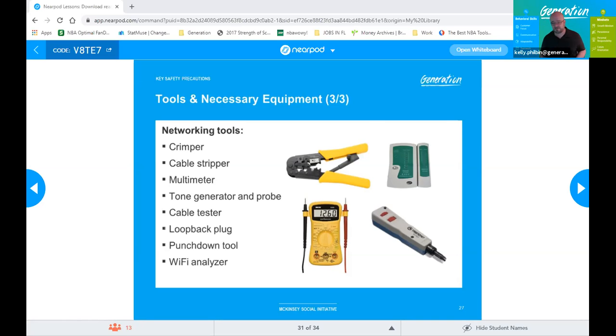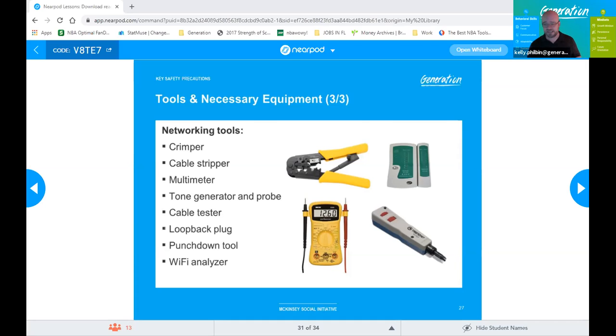Another piece they have on here is called a tone generator and probe. The other term you will hear used for this is fox and hound. Electricians will use it as well as network engineers. It looks like this. There is the tone generator, which is a little box, and you plug the wire into the end of it, and it will send an audible tone across the line. Then you use this probe on the other side to find out which wire is generating that tone.